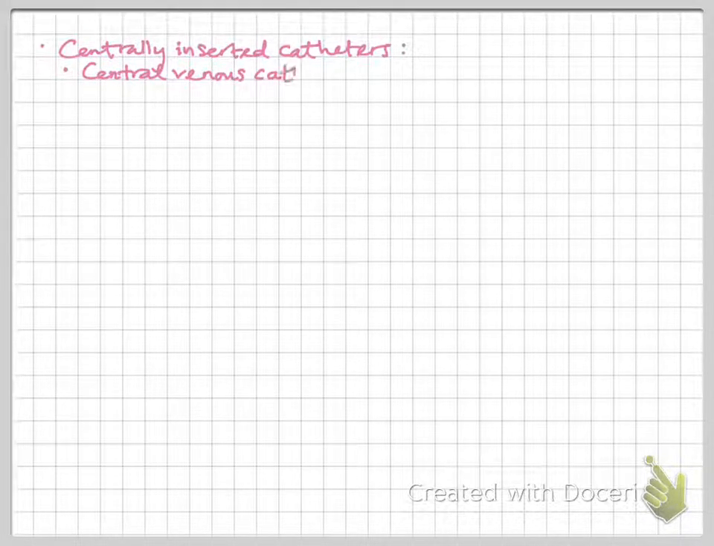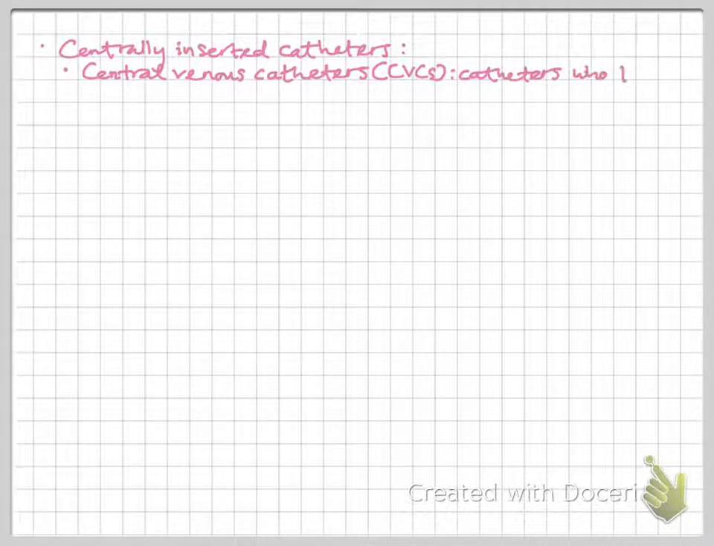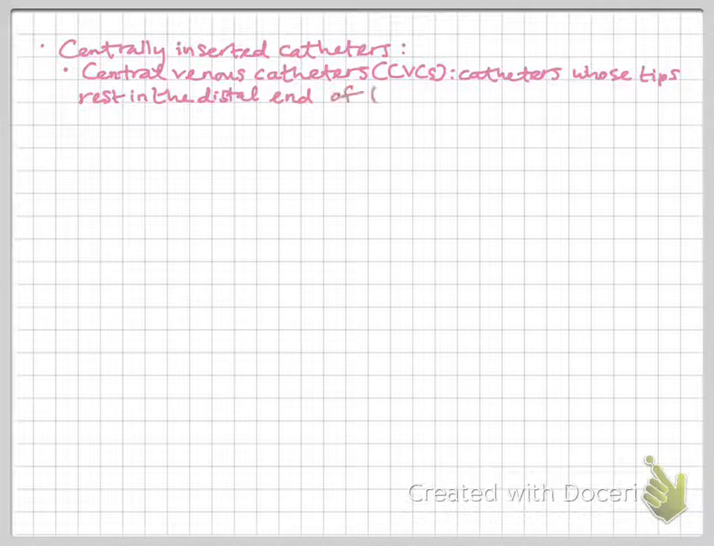Is a term. So CVCs. So we'll refer to these ones I'm about to describe. These are catheters whose tips rest just above the right atrium. It's in the distal end, not quite in the heart, but in the distal end of the superior vena cava, near its junction with the right atrium.